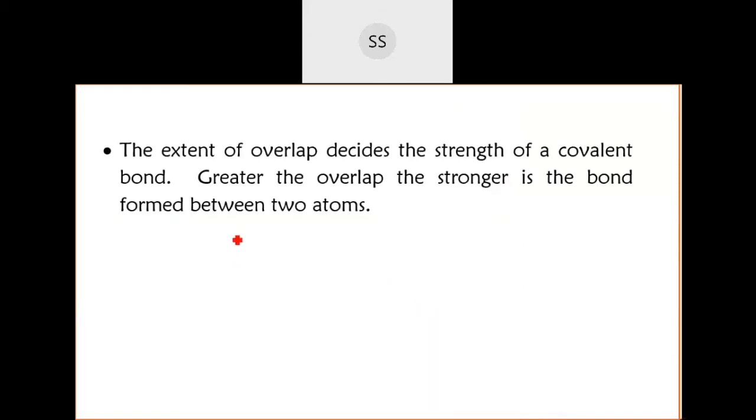And then the next point they said: greater is the extent of overlapping, stronger will be that bond. So the extent of overlapping will decide the bond strength. Suppose two atomic orbitals, s and s orbital, have just joined only so much, then the bond strength will be very weak. But if they overlap a little more, then this will be a stronger one. If they still overlap more, the bond will get stronger and stronger.